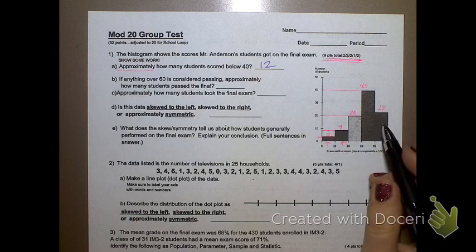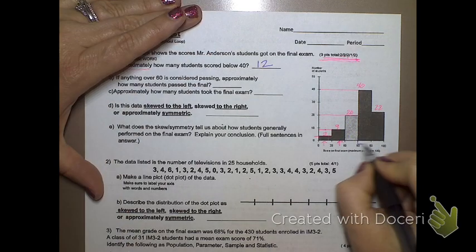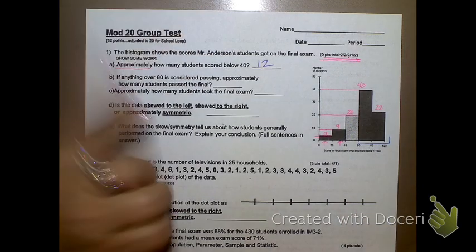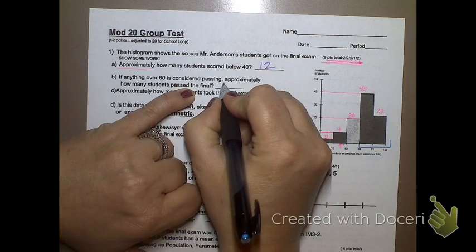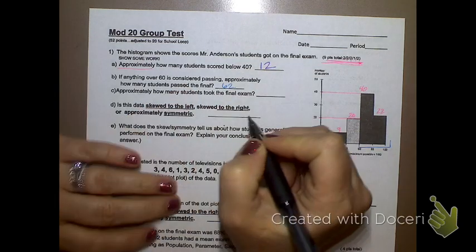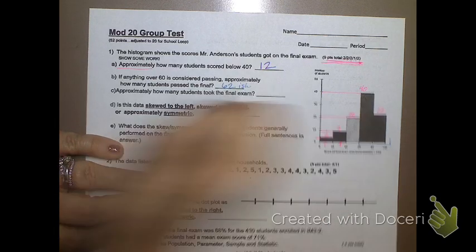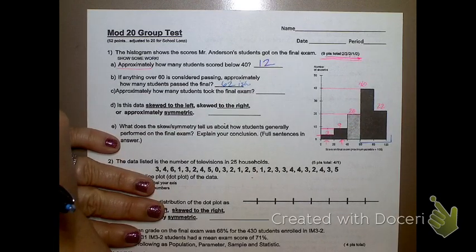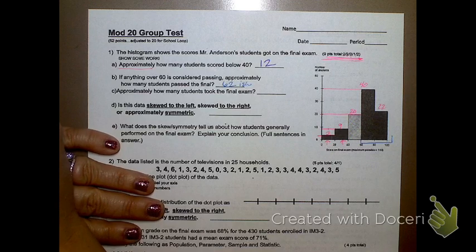Okay. If anything over 60 is considered passing, that would be this bunch right there. How many students passed the final? Well, 40 plus 22 is 62. And my key says 62-ish. You don't have to write exact, you don't have to write the ish, but somewhere around 62, 61, 63, something like that.